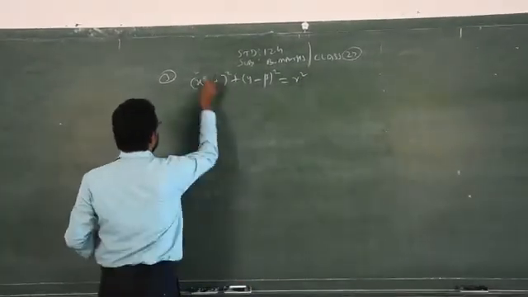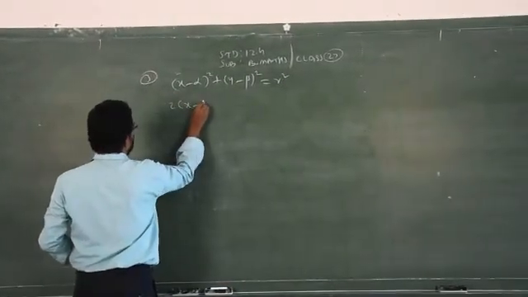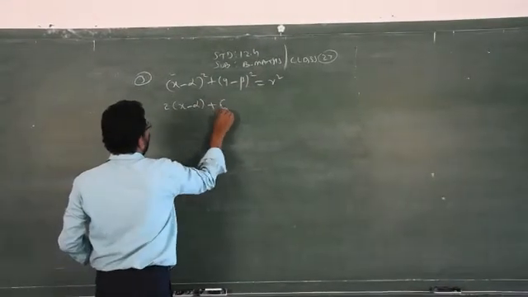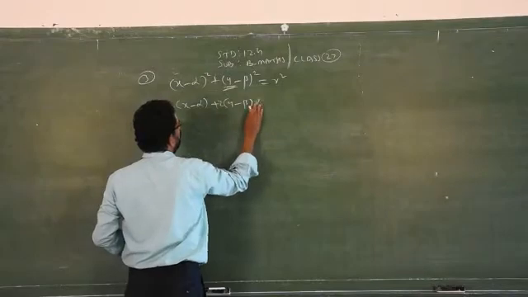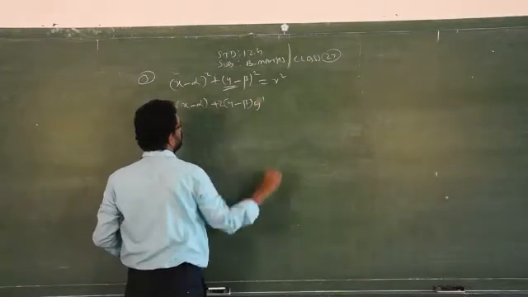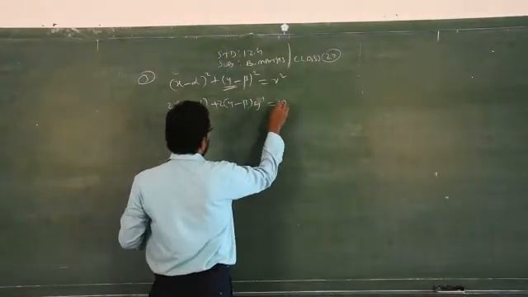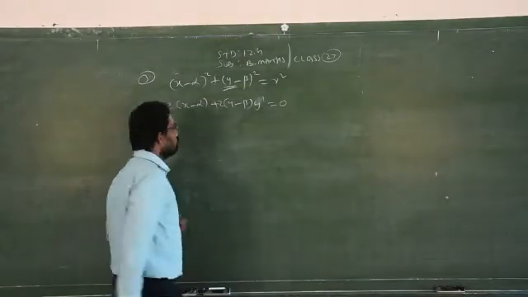First order: 2 into (x minus alpha), plus 2 into (y minus beta). When you differentiate y, we get dy by dx, which I consider as y dash. There is no x and y in r square, so it becomes 0.